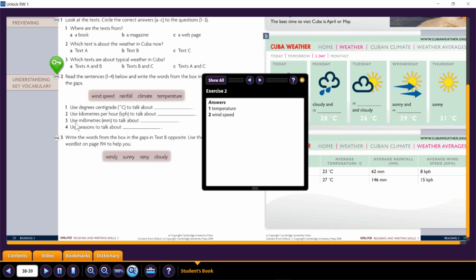Number 3, use millimeters, mm, to talk about what? Whenever you see this, you need to know that we are going to talk about rainfall or climate. What do you think? Millimeters, something related to water, but we can see it usually with bottled water, millimeter, something. So yes, whenever you see millimeter in weather, you need to know that we are going to talk about rainfall.